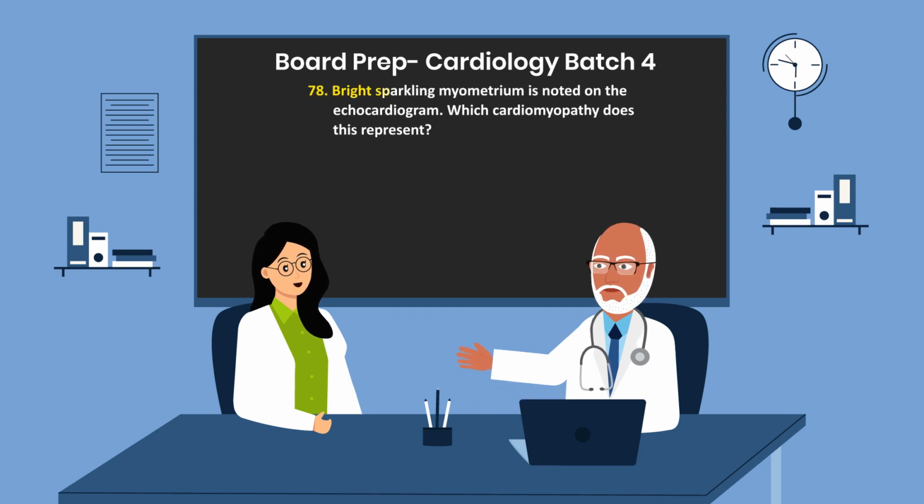Bright sparkling myometrium is noted on the echocardiogram. Which cardiomyopathy does this represent? This represents restrictive cardiomyopathy.